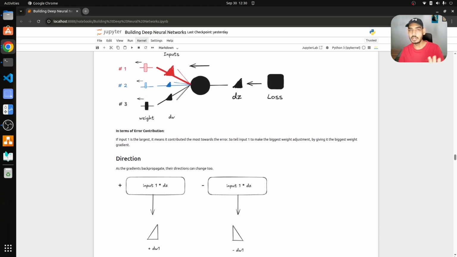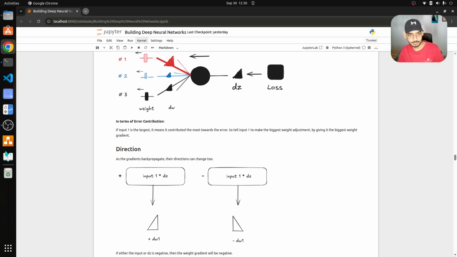So we also know that if an input has a larger influence on the output, the corresponding weight has to be updated with a much bigger magnitude of weight gradient.